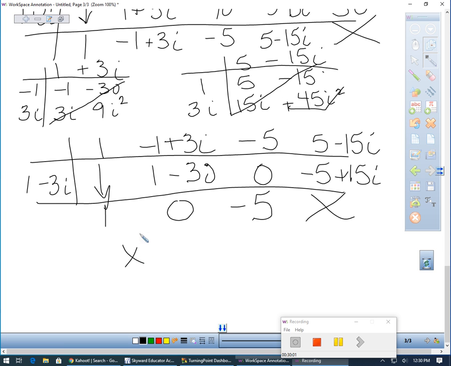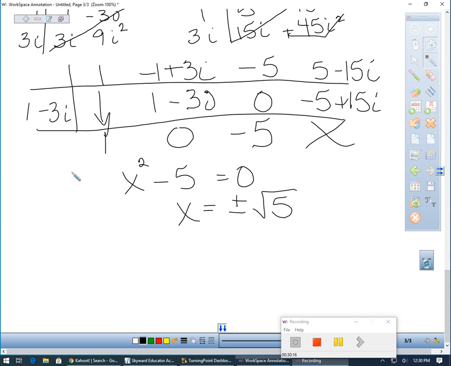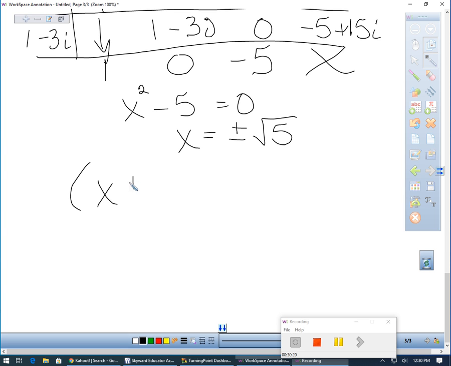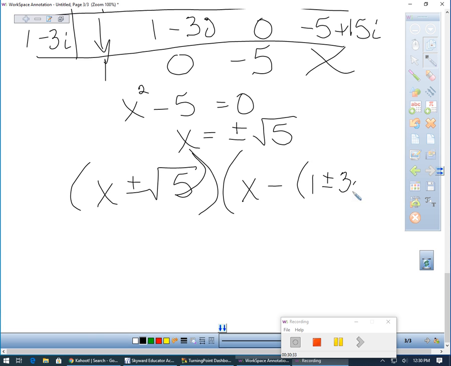So we're left with x squared minus 5 equals 0. What are our last two zeros? Good, plus and minus root 5. All right, so let's write these as a factorization. You ready? X plus and minus root 5 and x minus 1 plus and minus 3i. I am totally good with you writing it that way. Okay? Any questions?